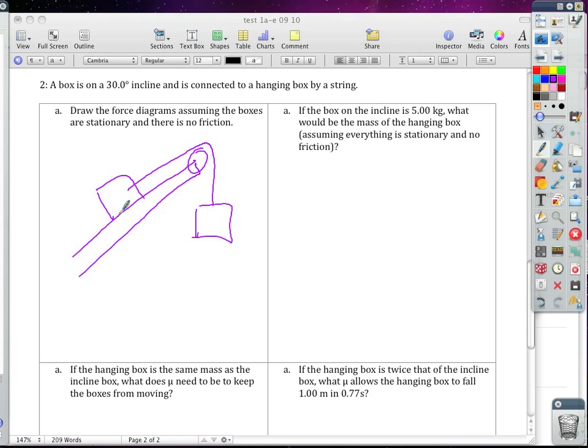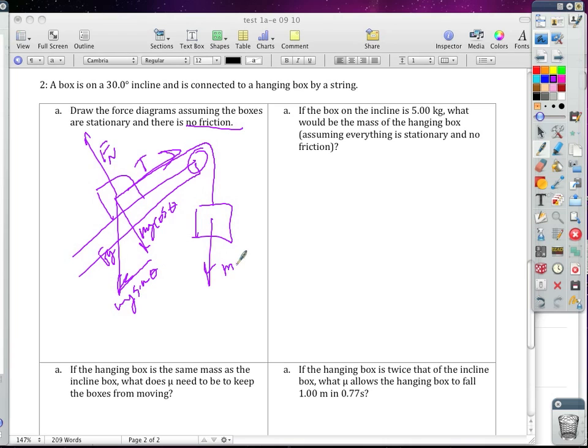Something like that. Right, you have one box there, so crack this like this. No friction, so don't put friction. Fn, Fg, tension. This, of course, is mg cos theta. This is mg sine theta. And then this one is m2g and tension also.